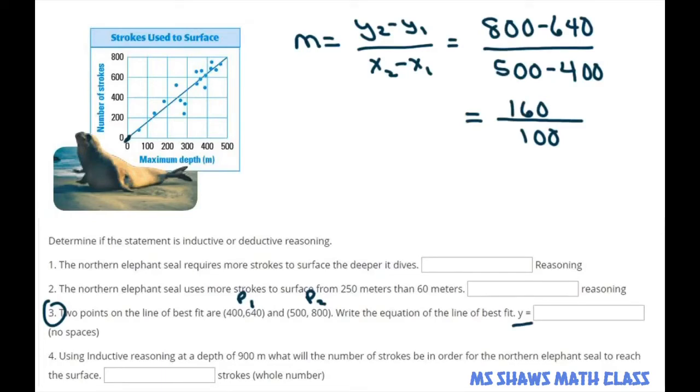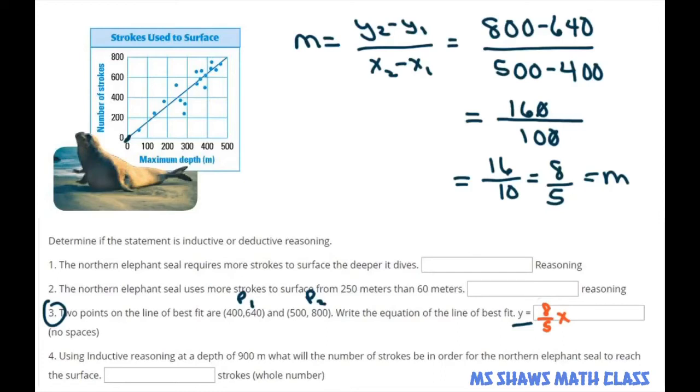The zeros cancel. And you get 16 divided by 10. And reduce that. That's going to divide those both by 2, the numerator and the denominator by 2. So that is your slope. So the way you're going to write it is 8 divided by 5. Let's write this a little better. 8 divided by 5x. And then our y-intercept is 0.